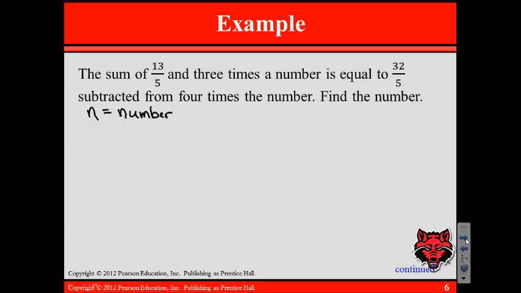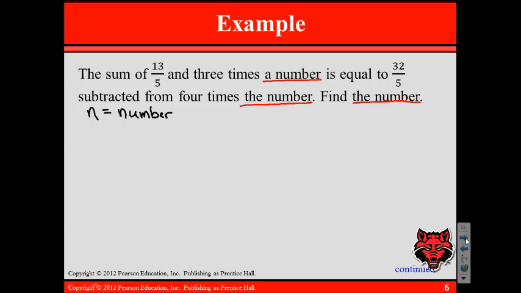It really doesn't matter what variable you choose. So if n equals the number, let's go through again and underline every instance of that phrase. A number. 4 times the number. Find the number. So n will be the value that we are trying to find. Again, let's go through the problem and find any operational keywords. Sum, difference, times, anything like that.